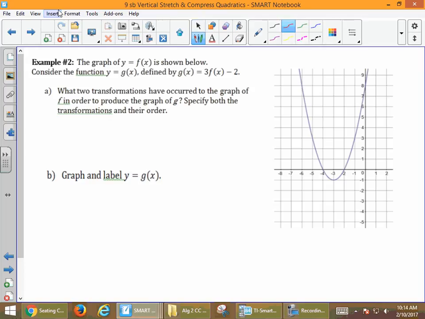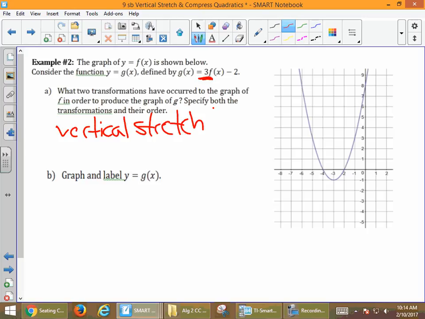So there's this number in front of our f of x, that 3. That number is going to represent a vertical stretch by a factor of 3. So our first transformation is going to be a vertical stretch by 3. So that's our first transformation.